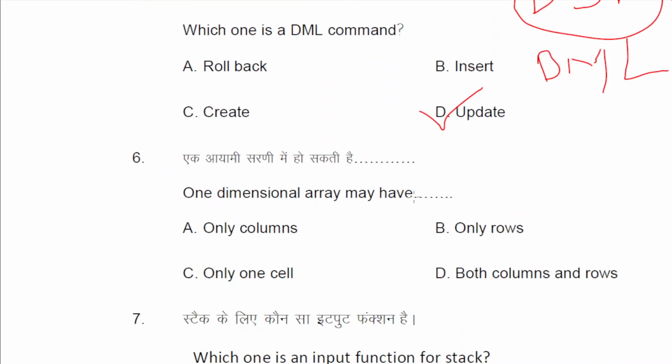One dimensional array may have... A one dimensional array will look like this. If we see, we have one row and 1, 2, 3, 4 columns. So a one dimensional array has both row and column, so D is the answer.